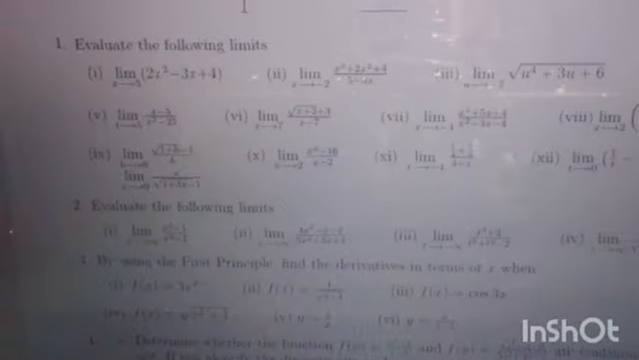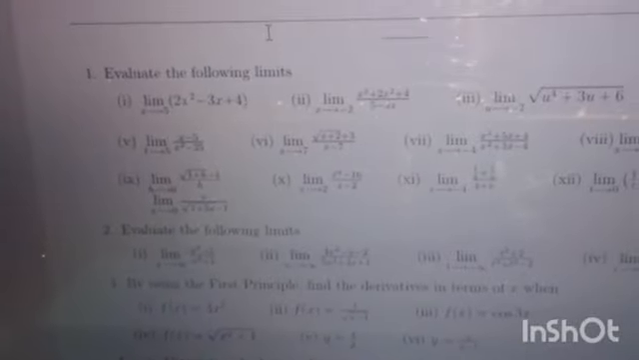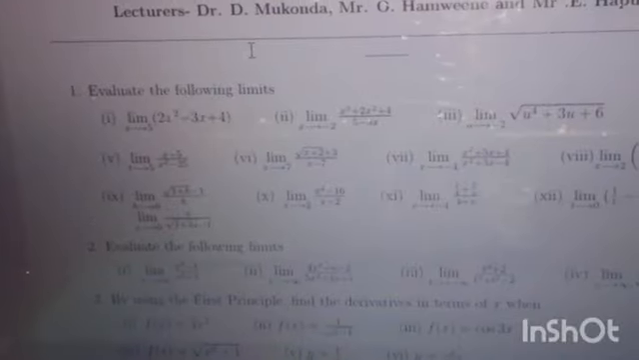So let's start with question number one. Number one says evaluate the following limits. So we have i: limit as x approaches 5 of, in brackets, 2x squared minus 3x plus 4. So how do we answer a question as x approaches a certain number? This is how we go about it.